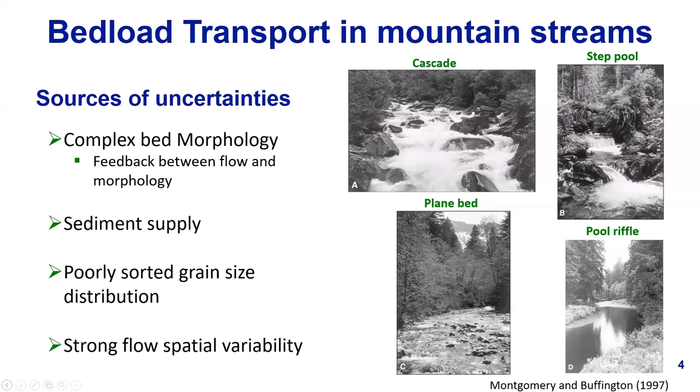So the next source of uncertainty is the sediment supply, which is an important factor to consider when it is less than the transport capacity of the stream for bedload transport estimation. And then the poorly sorted grain size distribution that includes everything from sand to the large boulders, as I was mentioning. And finally, the strong flow spatial variability that produces this macro roughness. And with macro roughness, I mean the boulders that you can see, but also the woody debris. And I will be focusing on this last step.